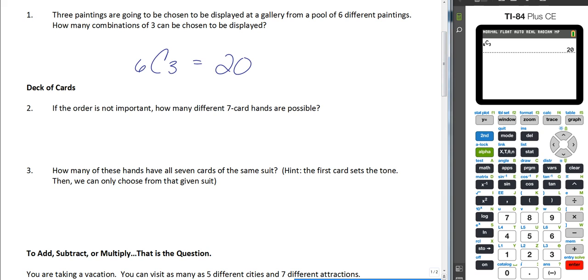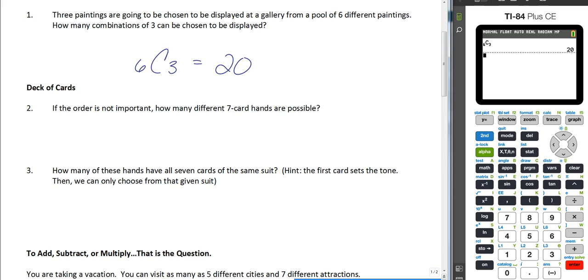So here's the thing. If order is not important, how many different 7-card hands are possible if you were playing 7-card poker? Since it doesn't matter, if your first card you chose was an ace of hearts, or the last card you choose is an ace of hearts, it doesn't matter. You have an ace of hearts somewhere in your hand.